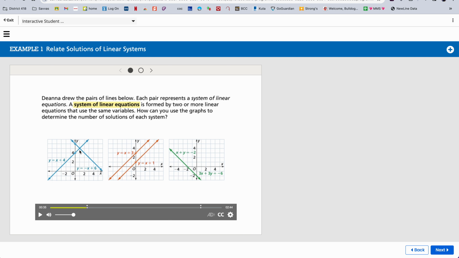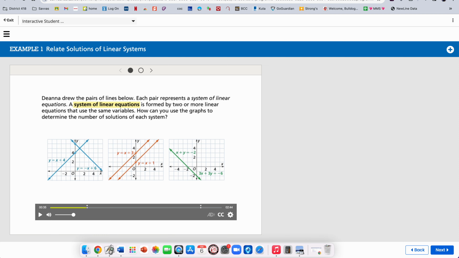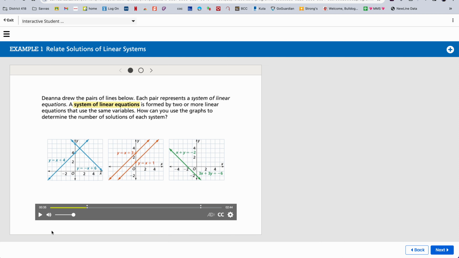But it's when you take the graph away and you have only the equations that we have to be a little bit sharper about it, okay? Here we go. Next.